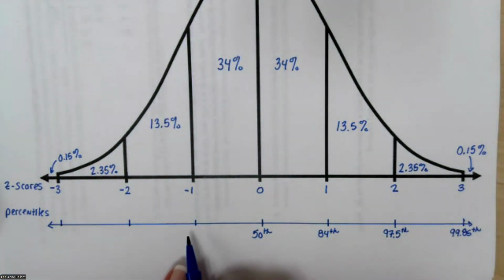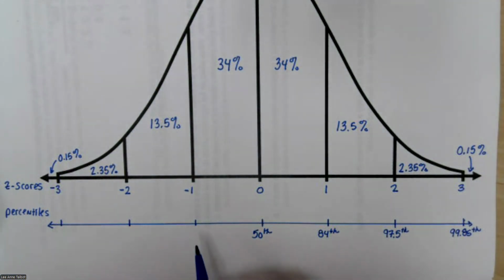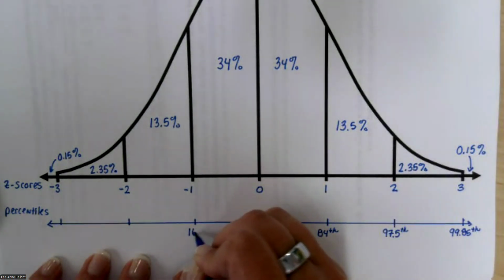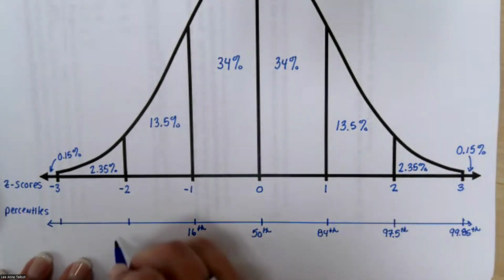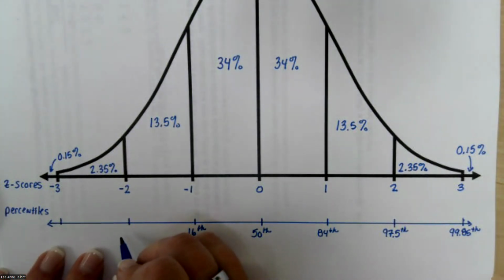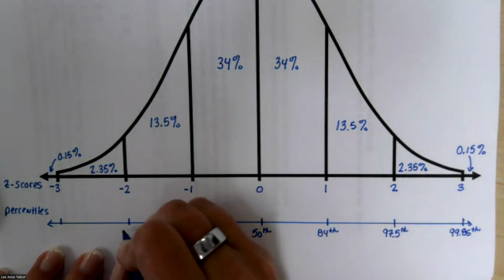Okay, so what's 50 minus 34? 16? Minus 13. Oh, no, that's 2.5. Okay.